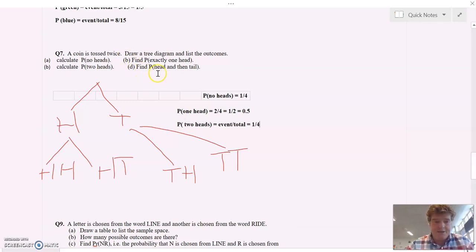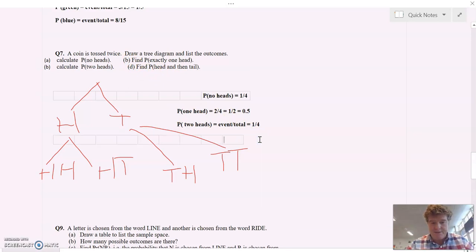Okay, and the last one, probability of heads then tails. So it's being very specific. It doesn't want the probability of 1 head and 1 tail. It wants toss a head and then toss a tail. So there's 1 way out of the 4 that we can do that.